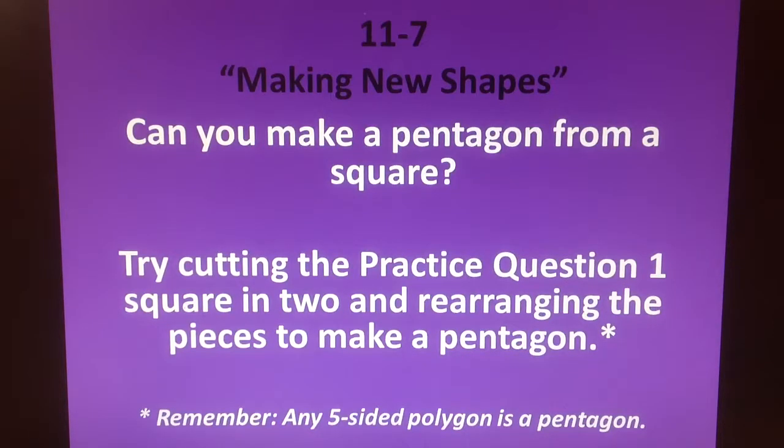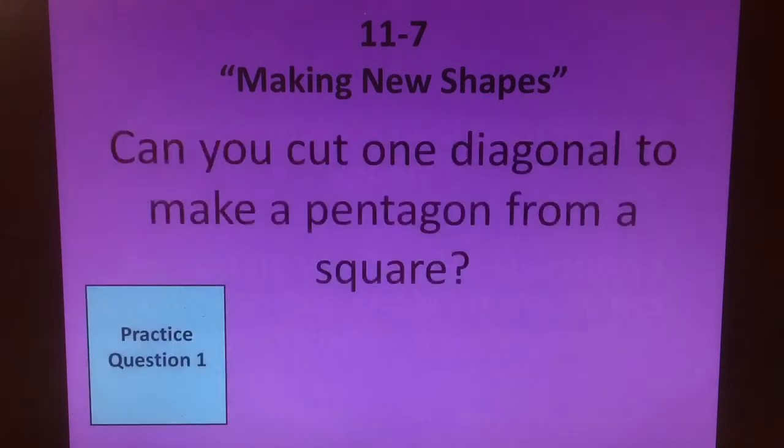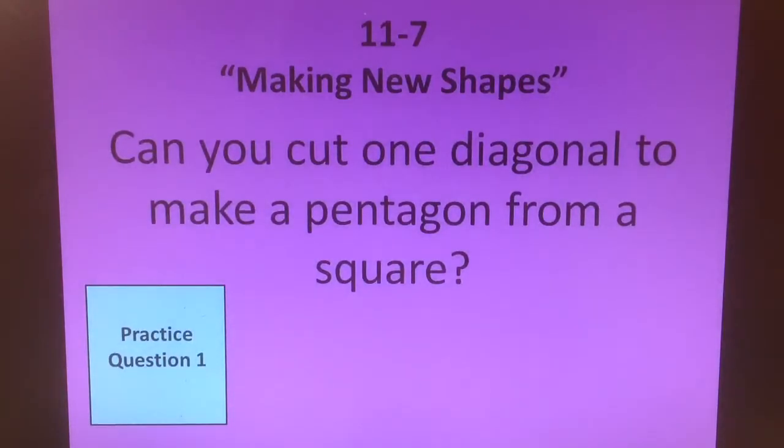Can you make a pentagon from a square? We had some practice shapes that we used for this lesson today, so I had made the shapes for the students. But you could still do this at home just by drawing a square and then cutting on one diagonal. So make a square just like the one in the picture here and then cut on one diagonal and try to move it around to make a pentagon. Pause the video while you try this.